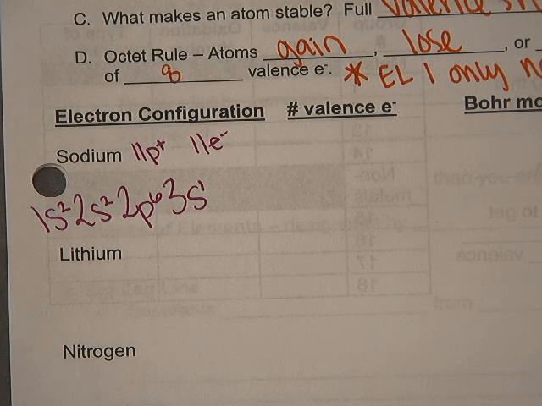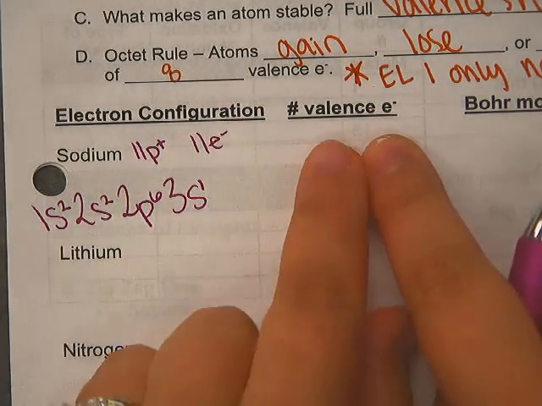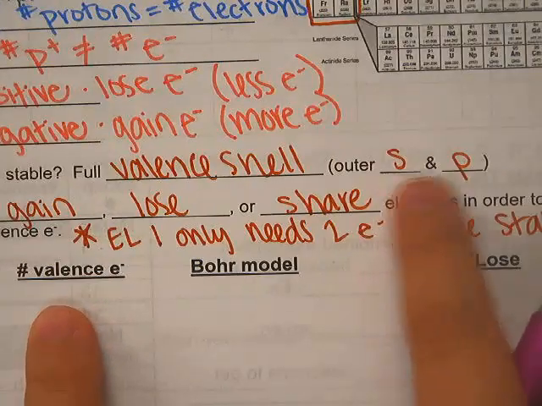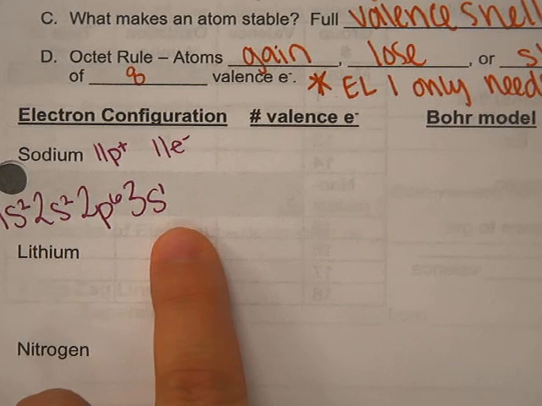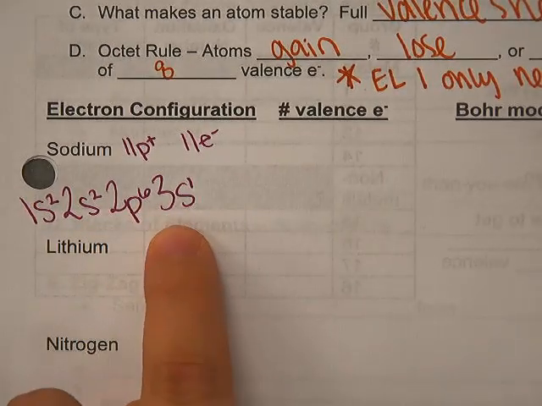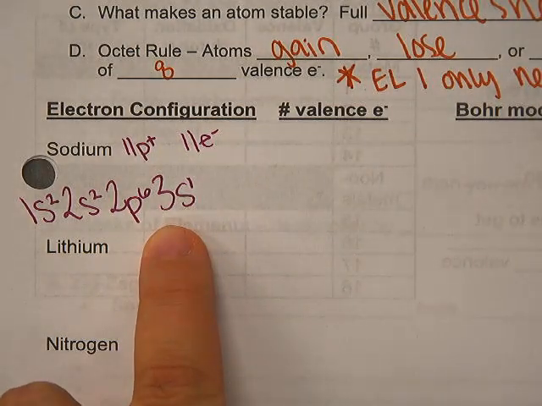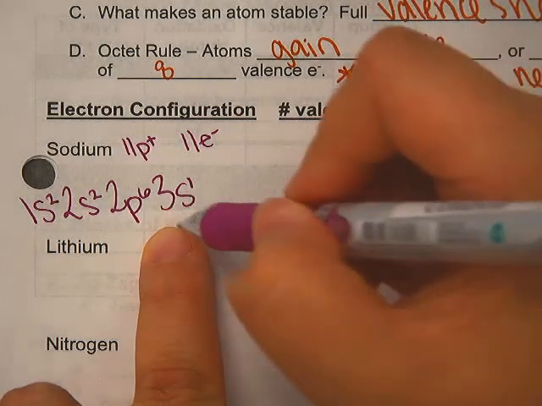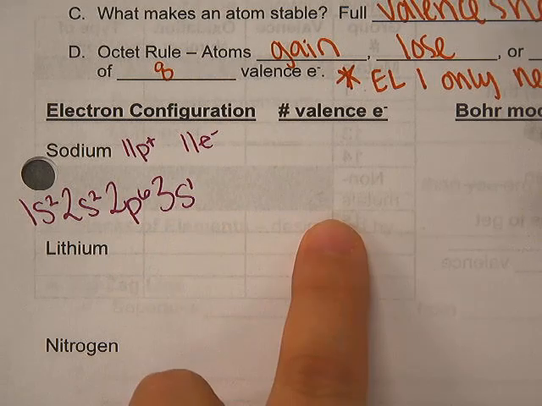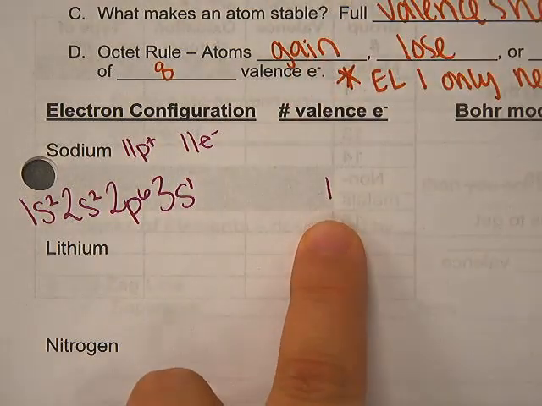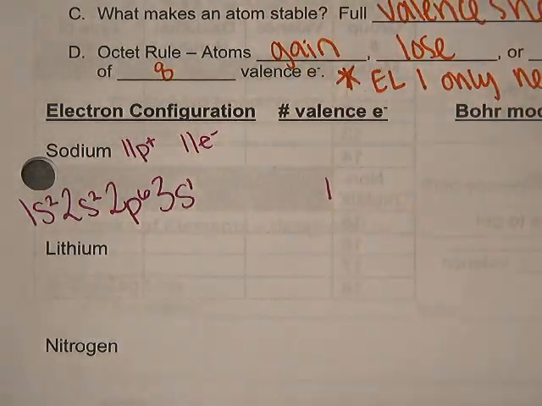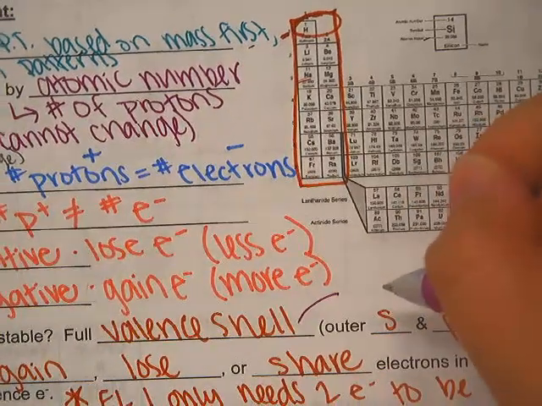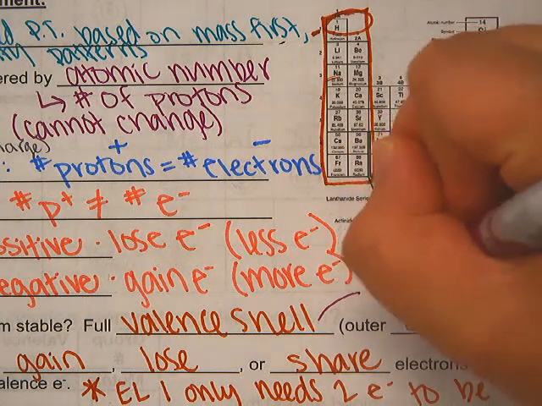And the number of valence electrons we wrote up here, that it's going to be the outer s and p sublevels. So if I'm looking at its electron configuration, I'm looking for the highest energy level in any s and p sublevels. So for this one, it would just be 3s, and I have 1 electron, so my valence electrons would be 1. So as a reminder, your valence shell is your outermost shell.